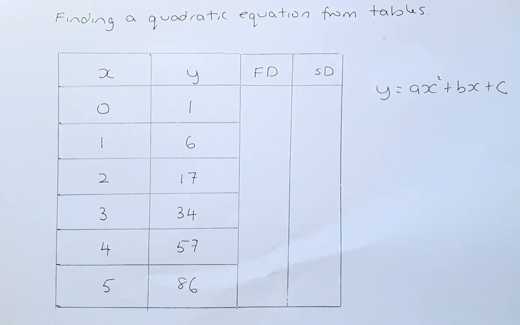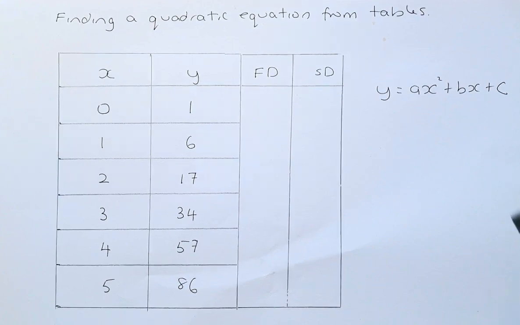If we have a table of x and y, x has the values 0, 1, 2, 3, 4, 5, and y has the values 1, 6, 17, 34, 57, and 86. We are going to find a quadratic equation from this table. So what do you do?